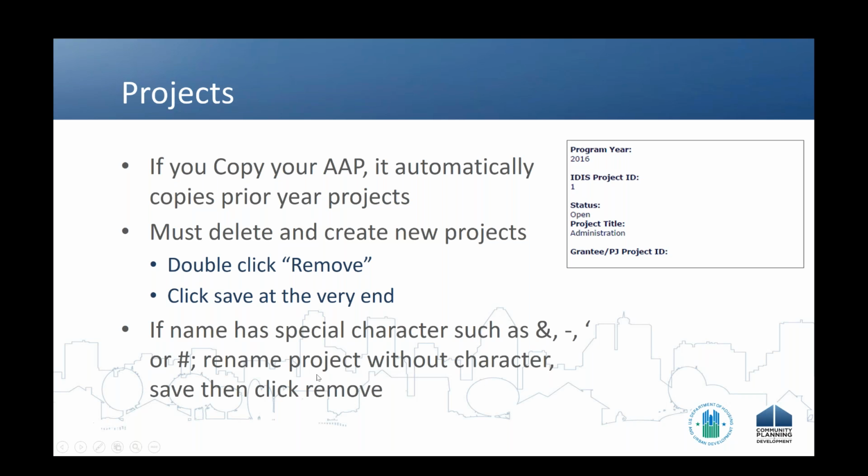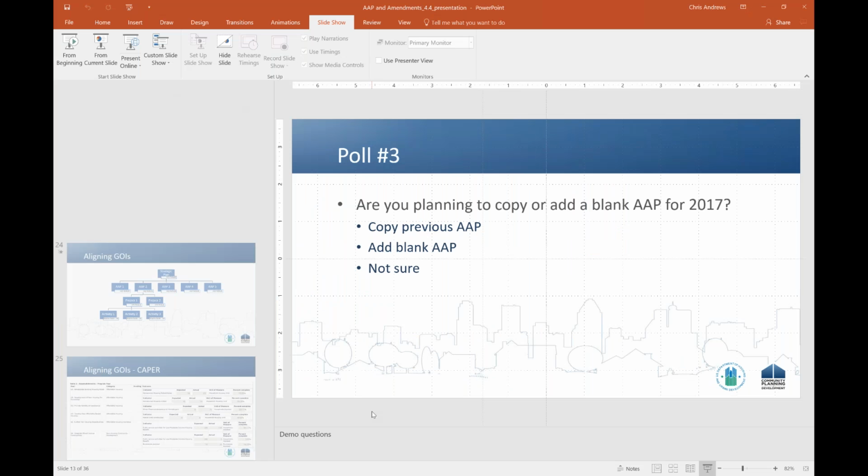If you are deleting your projects and the project name has a special character, an ampersand or a dash or a pound sign, you will need to rename that project without the character, save, and then click remove. You're not able to remove projects with any of those special characters. That will be fixed in a future release of IDIS, but for right now, that is the troubleshooting tip. So let's go into IDIS.